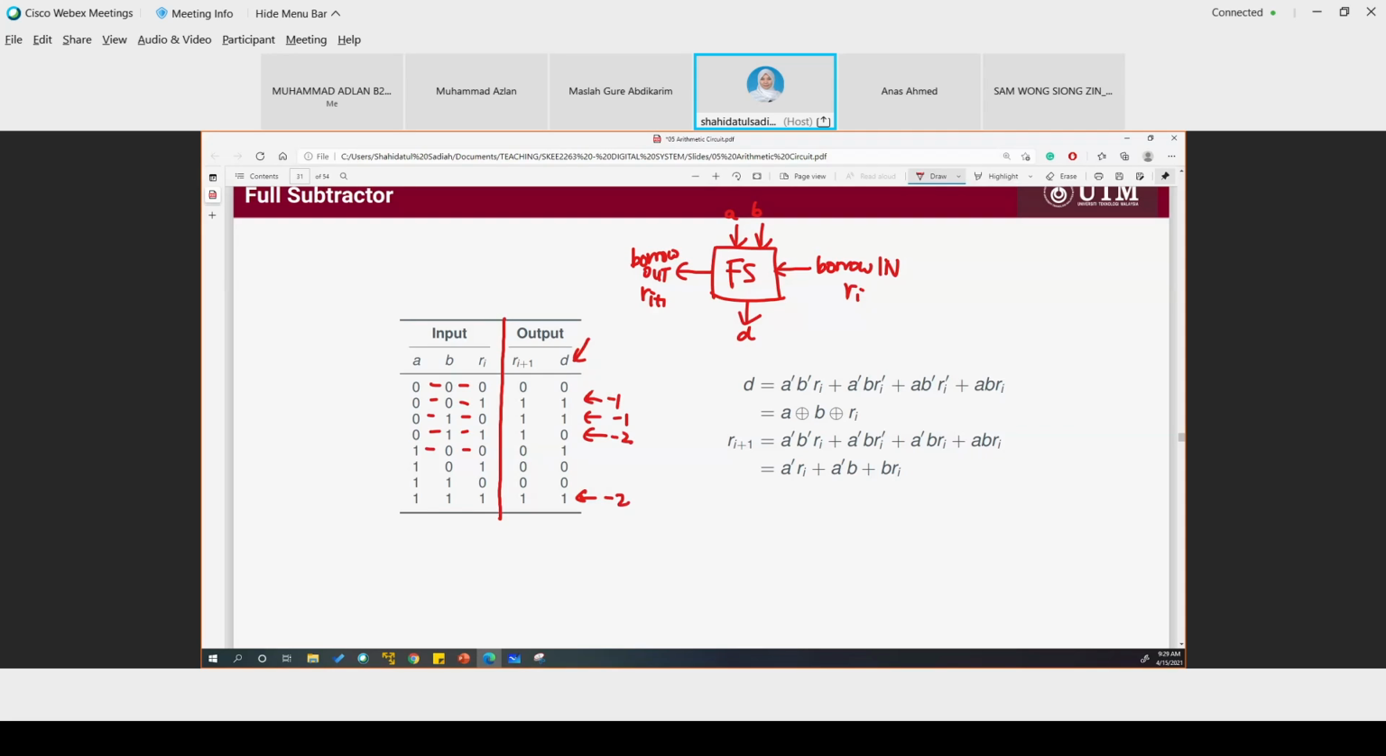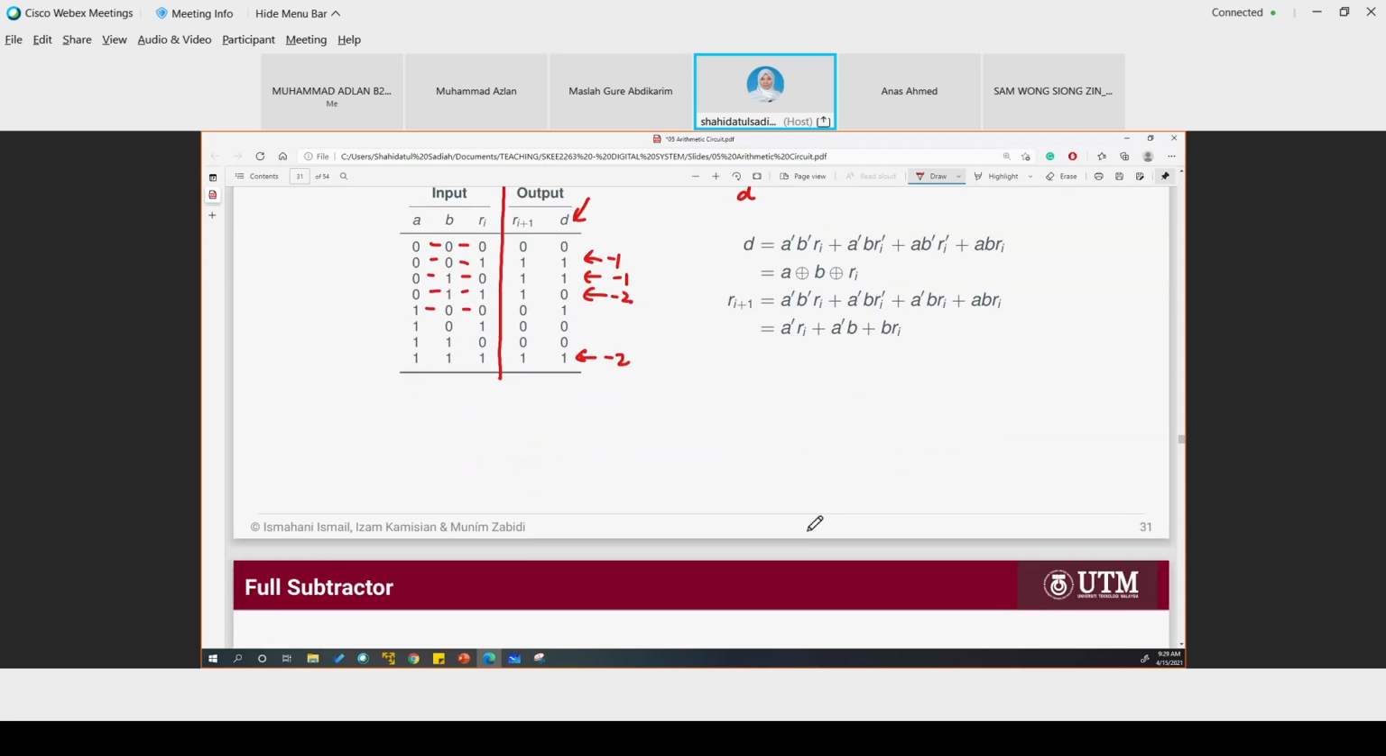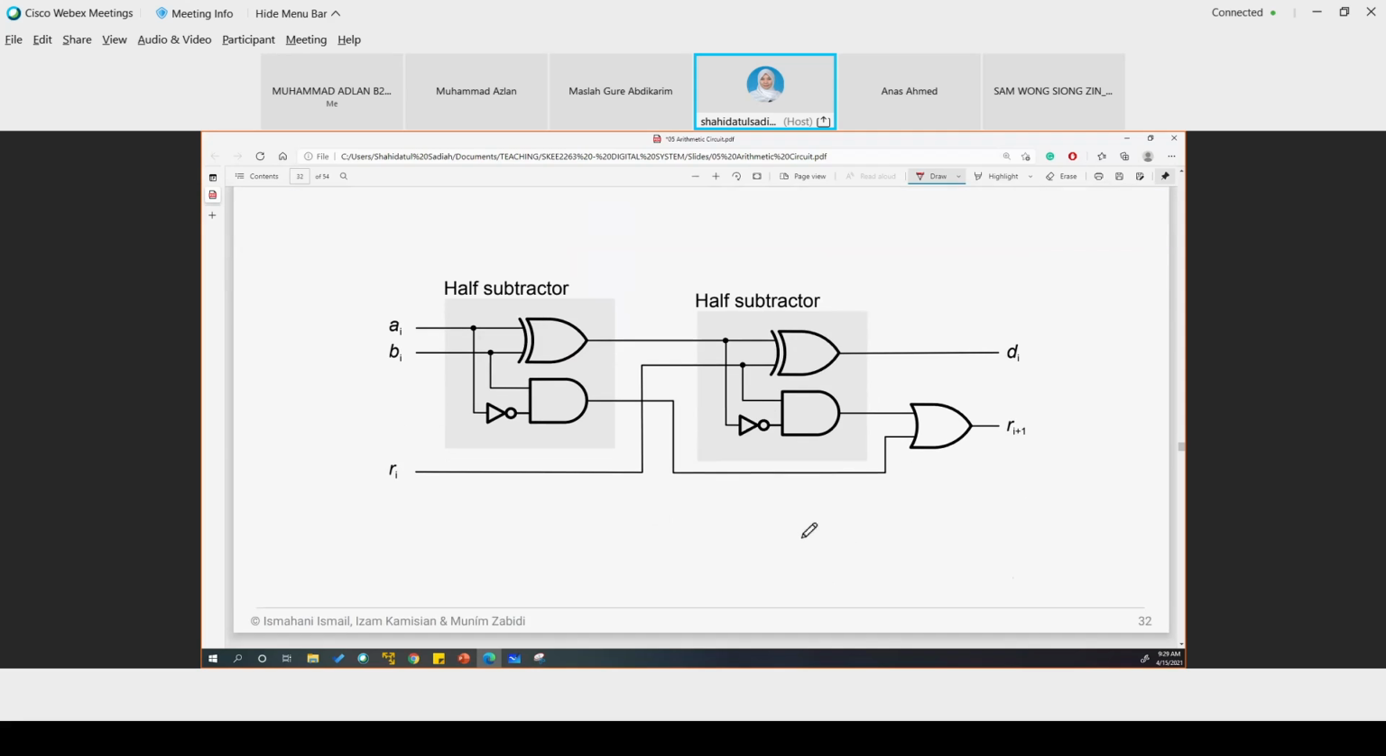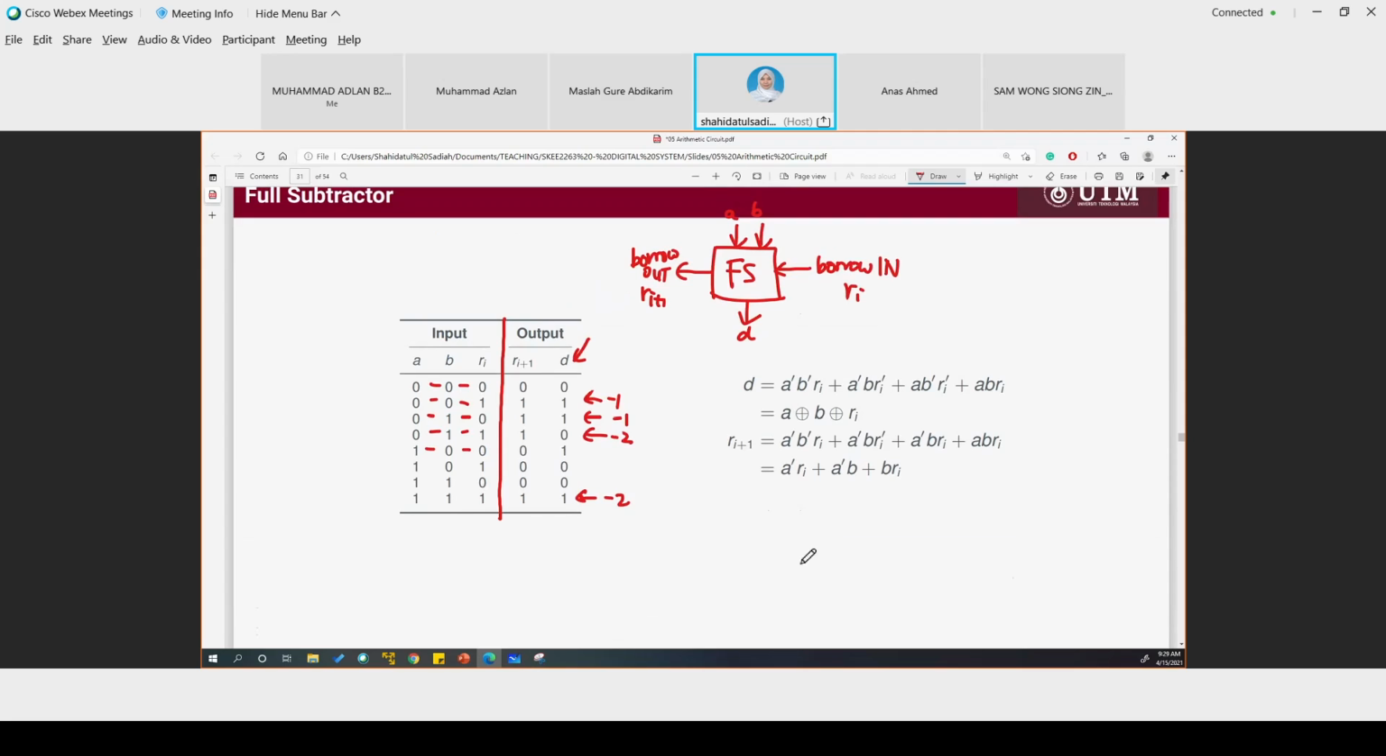And from the truth table, you can derive the equation for D and Ri plus 1. This is the realization of the full subtractor. So we can use, just like the half adder.